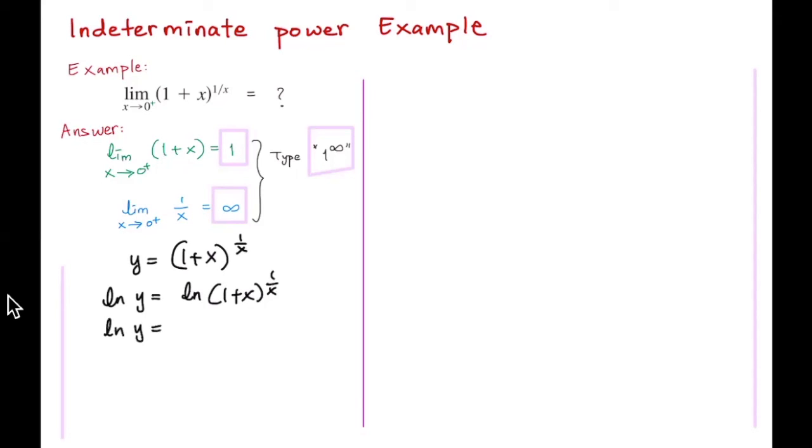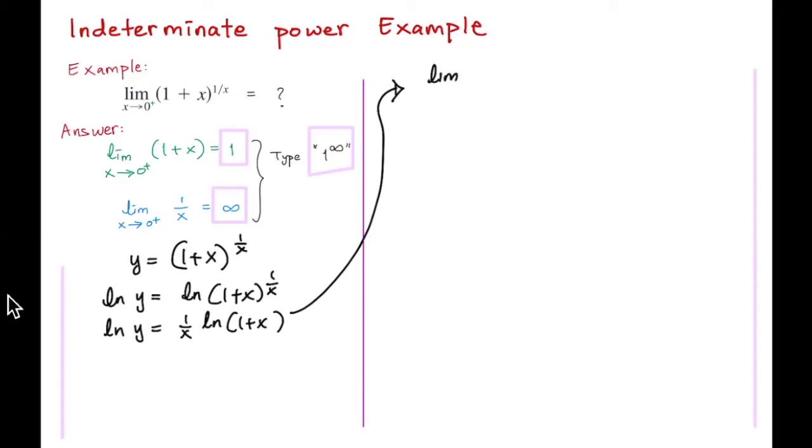The right-hand side becomes 1 over x times natural log of 1 plus x. So now instead of working with this power, we can work with this function instead. This is already in a quotient. It's natural log of 1 plus x divided by x.